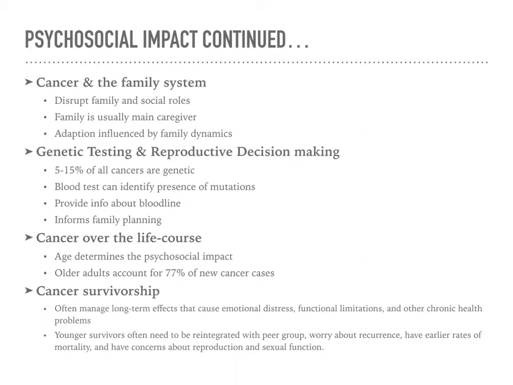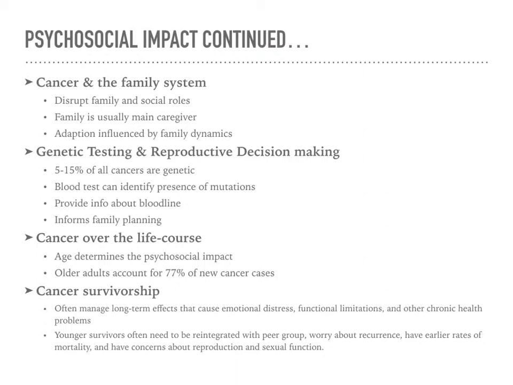And it's noted that the family is usually the main caregiver. So, with the family being the main caregiver, there really needs to be a high level of communication, flexibility, mutuality, cohesion, and just an understanding of the illness variables, including the disease course and the anticipated outcome and the patient's level of functioning.